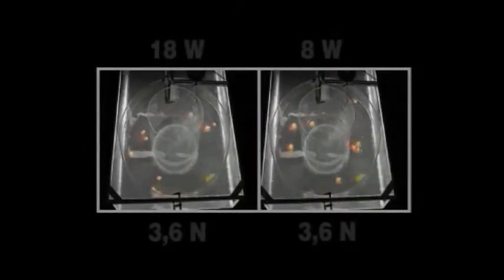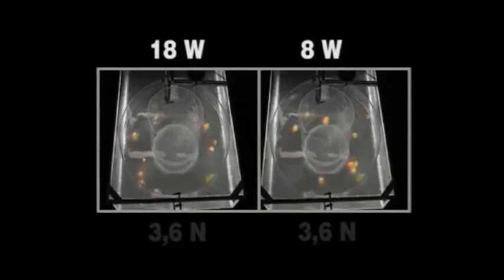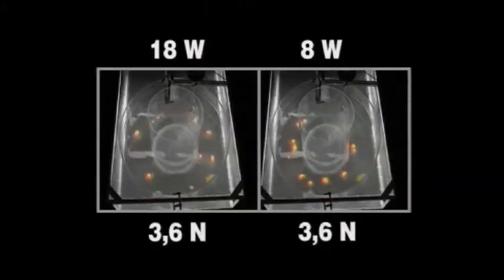Here's the same test again. But this time, the power inputs are not equal. The test has been set up so that both propellers produce the same thrust. And now, as can be seen from the speed of the ping-pong balls in both cases, the bulk velocities are equal.